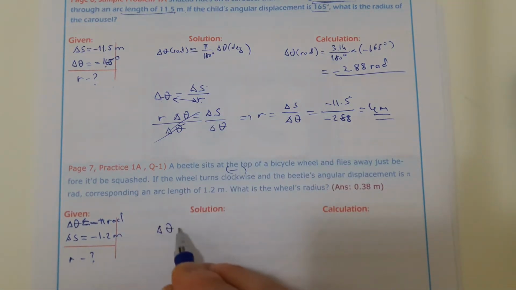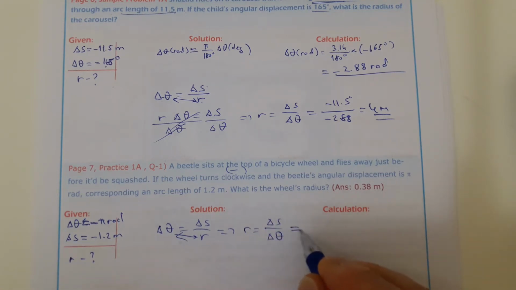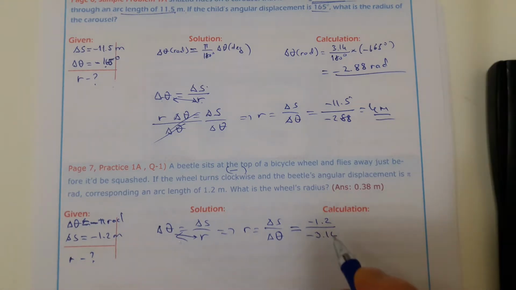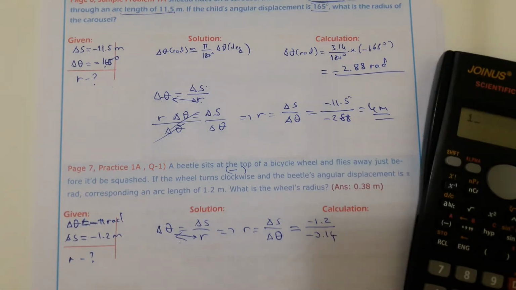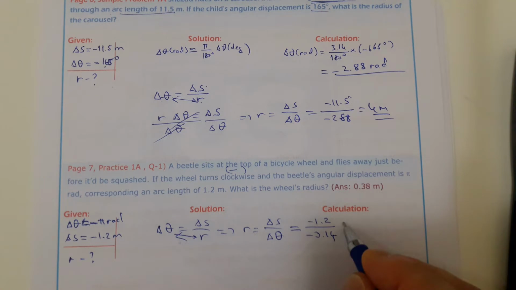So delta theta is equal to delta S over R. We will calculate R. Just cross product and exchange their position. That's why R is equal to delta S over delta theta. Delta S is negative 1.2 divided by angular displacement negative 3.14. Let's use the calculator. Negative 1.2 divided by bracket negative 3.14, which is equal to 0.38 meters is the radius of this wheel.